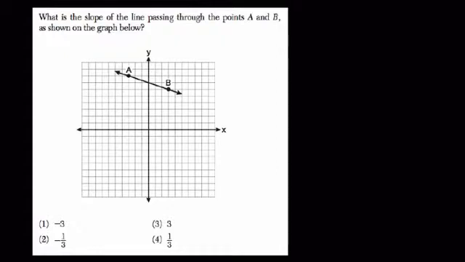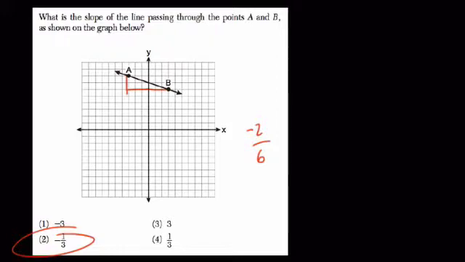What is the slope in this graph? Well, rise over run, down 2, and then up 3, 6. So negative 2 over 6 is negative 1/3. Choice 2.